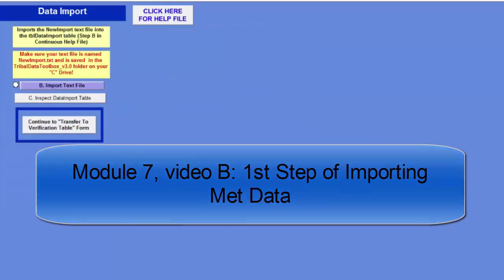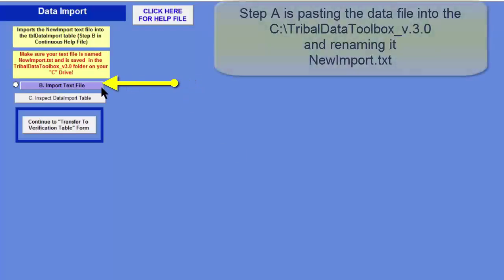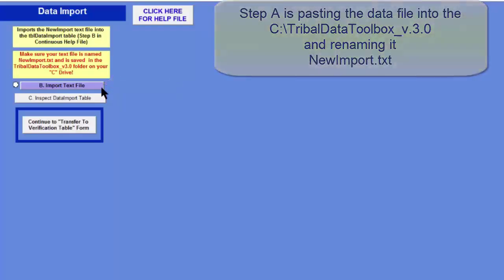I'm now ready to import the meteorological data file into the toolbox, and I am going to begin by clicking on the Import Text File button. This is step B. Remember that step A was completed outside of the toolbox, and that's where I got the data file ready for importing into the toolbox.